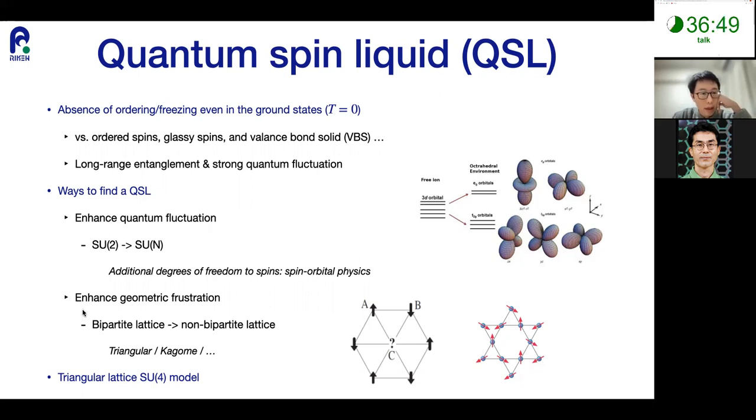The second one is we need to enhance geometric frustration. We know that for a bipartite lattice, spin 1/2 has some natural way to form orderings. So we need to consider some non-bipartite lattice, for example, the triangular lattice, the Kagome lattice, and fancier lattices. So the triangular lattice ICO4 model is enhanced from both of these two points. So we can look forward to something interesting happening in this model.